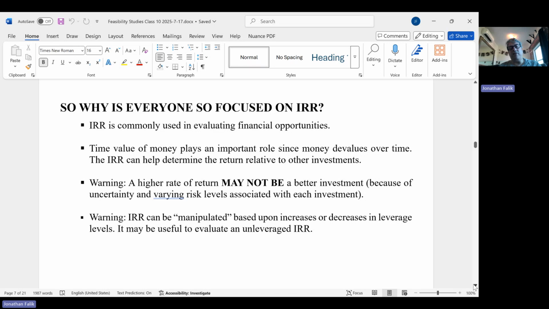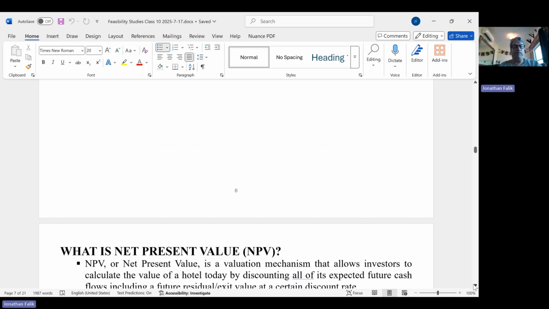The other thing is, if someone is talking to you about IRR, internal rate of return, you want to understand, is this leveraged or unleveraged? Leveraged means is this after debt, assuming there's mortgage debt or other debt in the capital structure. Comparing an unleveraged IRR to a leveraged IRR is an apples and potatoes comparison.